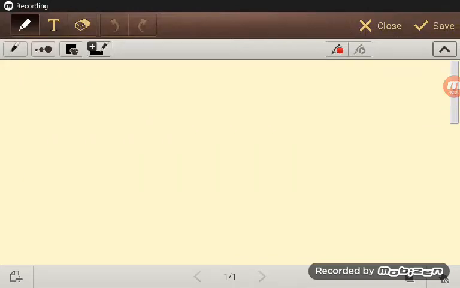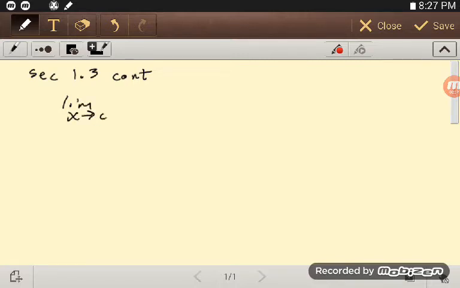Okay, so we'll continue with section 1.3, and at this point we're looking at the idea that if we know the limit as x goes to c of g of x is equal to L. So this is at the top of page 61.